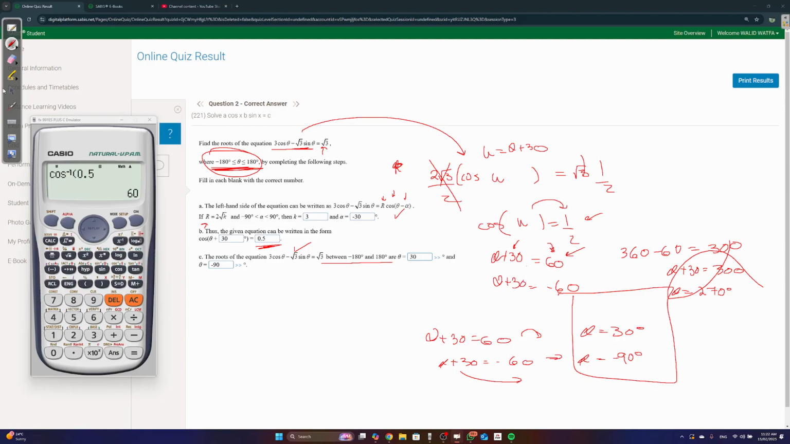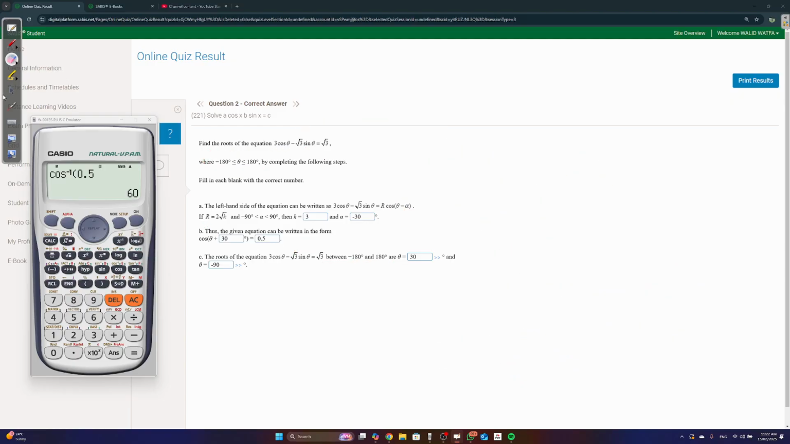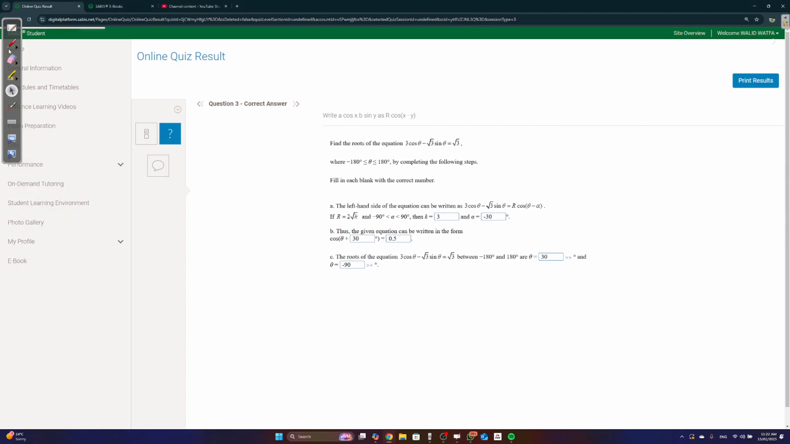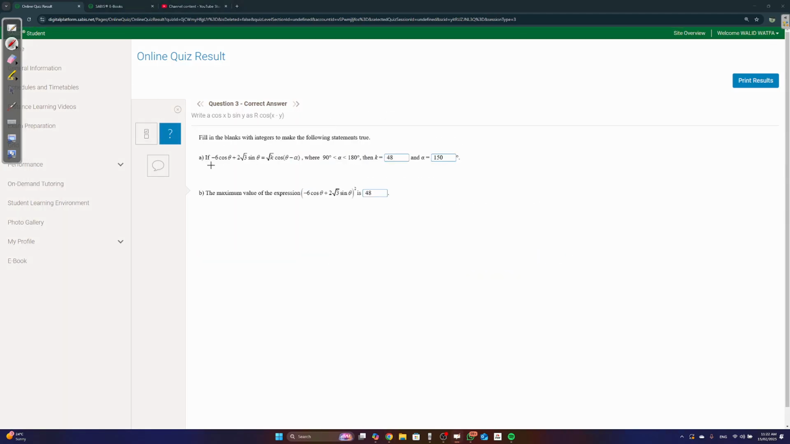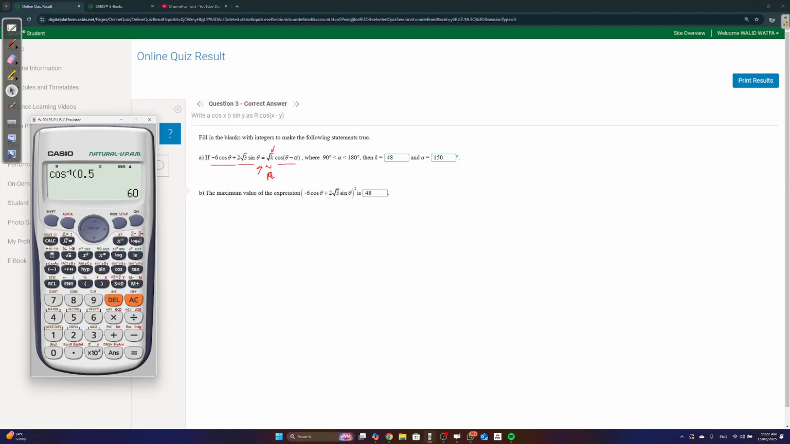Type. Question 3. If minus 6 cosine theta plus 2 root 3 sine theta is equal to root k cosine of theta minus alpha. Obviously root k in this case is our r. How to find r? It's always the square root of a squared plus b squared. So the square root of minus 6 squared plus b squared, which is 2 root 3 squared. You get 4 root 3.